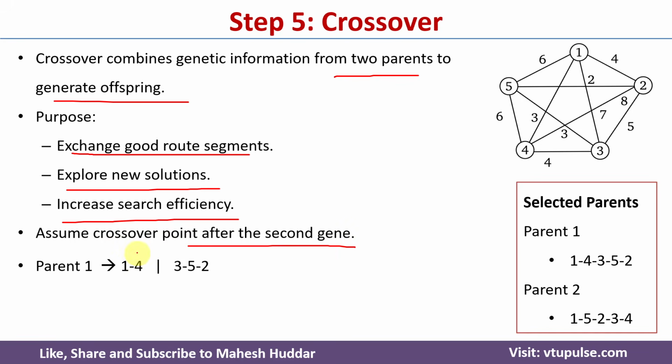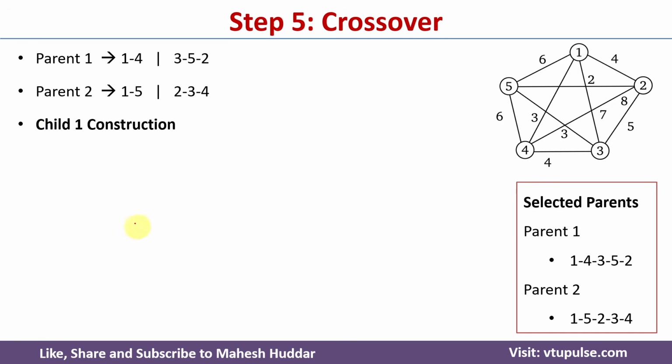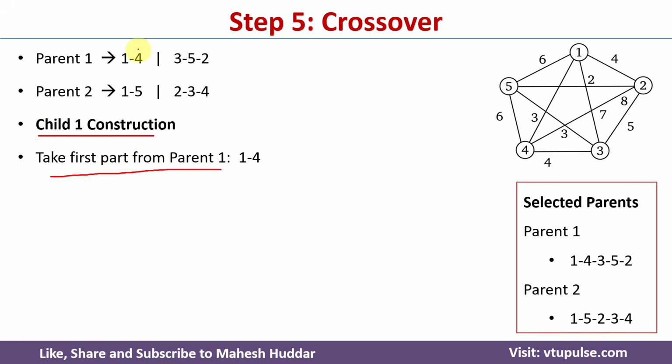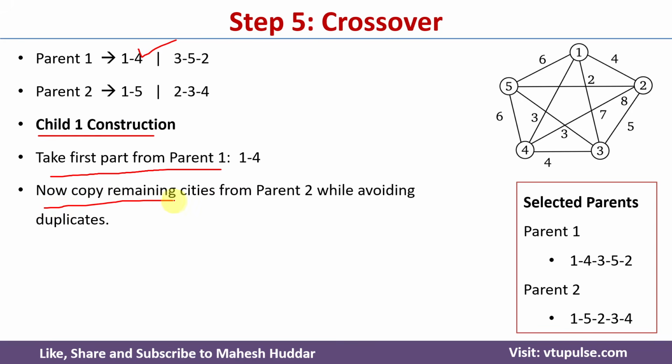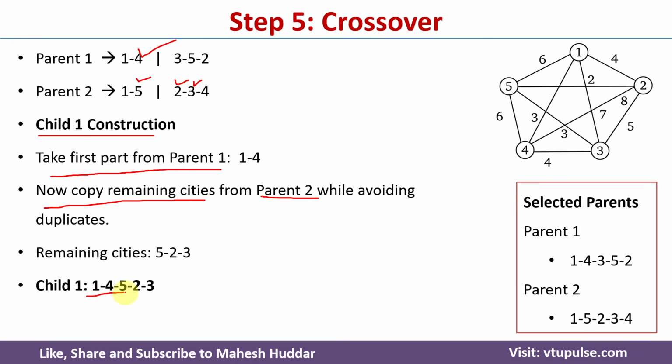So parent 1 is divided into two parts and parent 2 is also divided into two parts. To construct child 1, take the first part from parent 1, that is 1 and 4. Now copy the remaining cities from parent 2 while avoiding duplicates. We need 3 more points, and from parent 2 we select those 3 points by avoiding duplicates. So we get 5, 2 and 3 in order. So we get child 1 as 1, 4, 5, 2, 3.